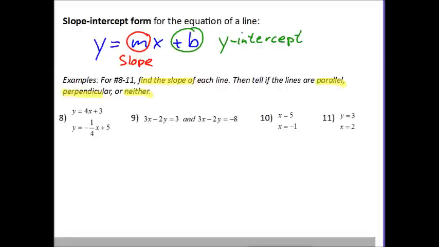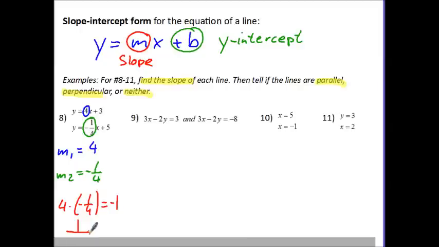In our first example, the lines are nicely in slope-intercept form, so we just go ahead and pick the coefficient of our x term to find our slopes. The slope of the first line is 4. The slope of the second line is negative 1 over 4. One is positive, one is negative. They are reciprocals, but we can also go ahead and do the math. 4 times negative 1 over 4 is equal to negative 1. These two lines are definitely perpendicular.